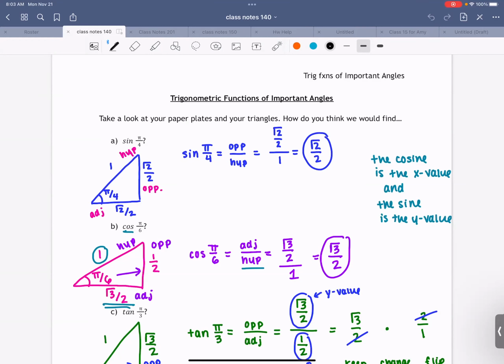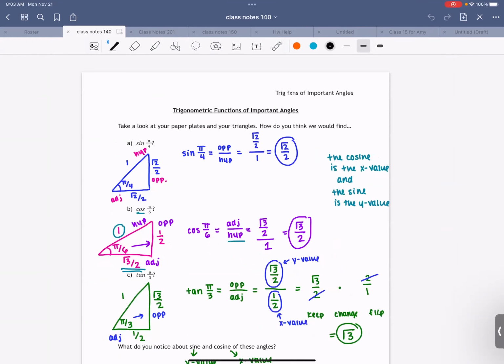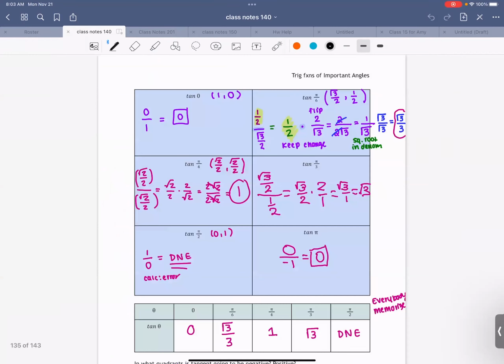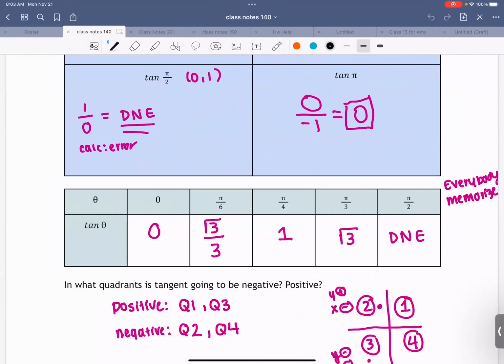You can either do it by using the unit circle or by memorizing the charts, right? So we had the chart for sine and cosine and tangent. I told you if you are a math or computer science major, you have to know the chart for sine and cosine, and everyone else has to know the chart for tangent, right? Because tangent's kind of hard to figure out without doing a bunch of math first.